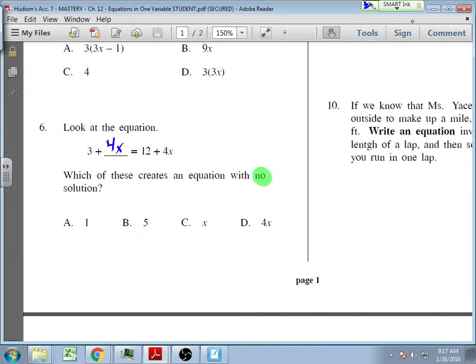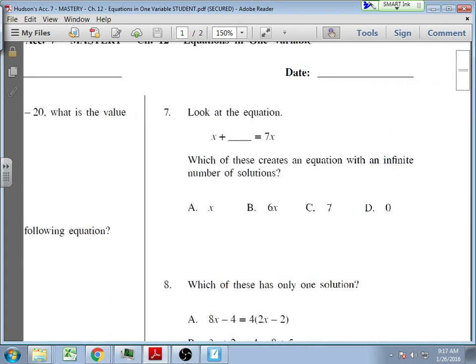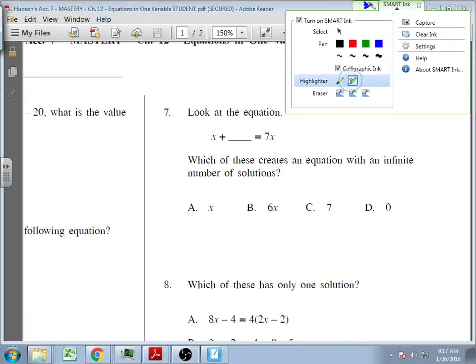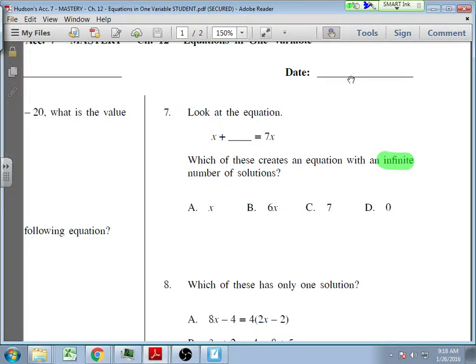Now, how do I get infinitely many solutions? Before I even move on to 7, what would I do to this that would make it have infinitely many solutions? Make the 12 a 3, because if I have the exact same thing on both sides, then no matter what x is, it's equal. So when I come up here to number 7, and I look for infinitely many solutions, I just need the left and the right side to be exactly the same. So 6x, because x plus 6x will make 7x, and no matter what you plug in, 7x and 7x.